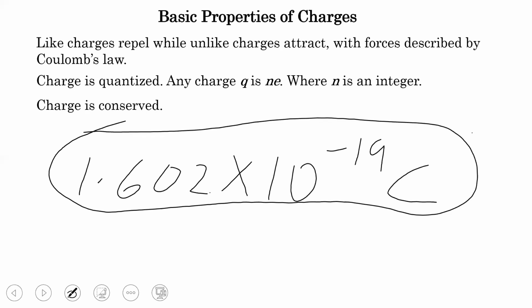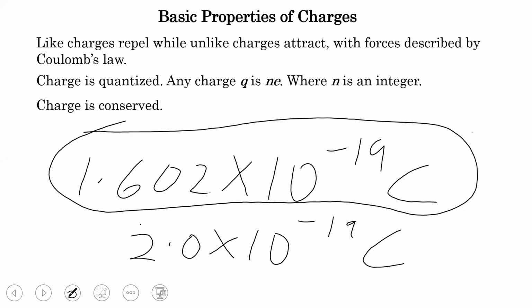So that is the basic unit of charge. If somebody tells you that a body has a charge of 2.0 times 10 raised to power minus 19 coulomb, such a person has lied. There is nothing like that. Every charge you have must be an integral multiple of 1.602 times 10 raised to power minus 19 coulomb.